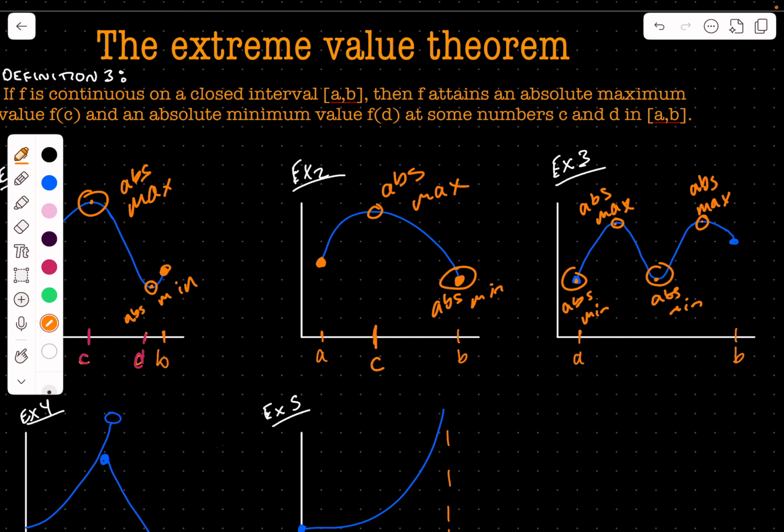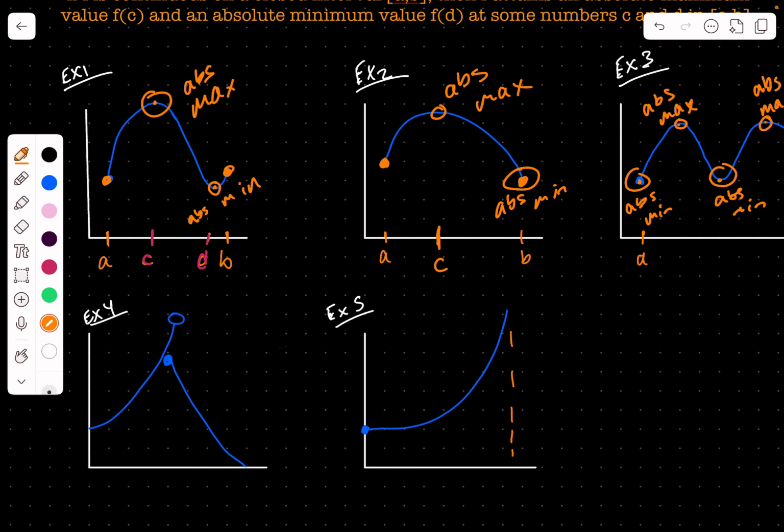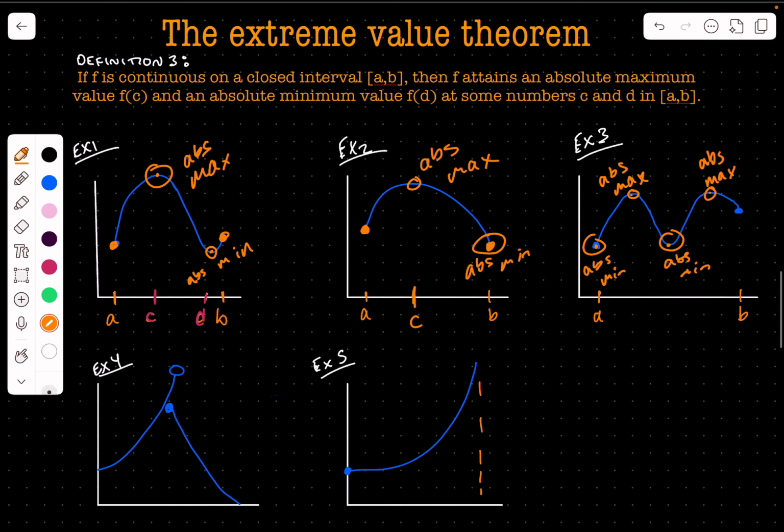All right, so let's move on to some examples that don't fit the extreme value theorem's parameters. If we look at example 4, we do not have a continuous function. It breaks, right? It's not continuous. If we're going from left to right, we'd have to lift up our finger so we could keep going with this function. So therefore, it already does not fit it. Also, it is not an interval. So therefore, the extreme value theorem does not apply.